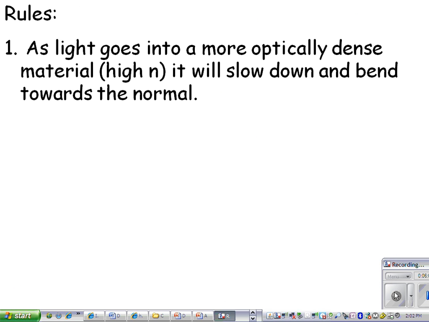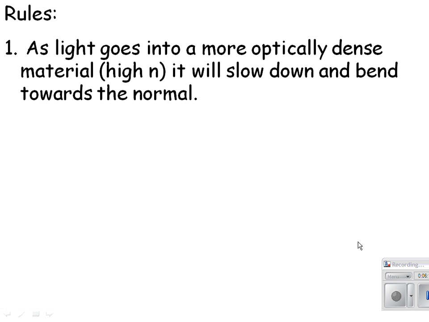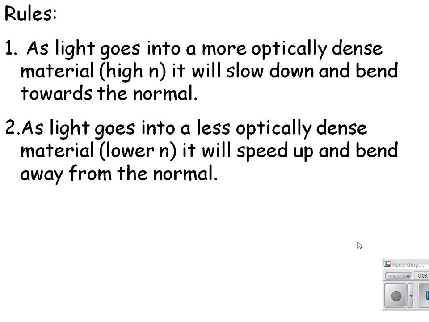So here are some rules for us. We should write these down in our notes. As light goes into a more optically dense material, which means it has a high N, high index of refraction, it will slow down and bend towards the normal. As light goes into a less optically dense material, it has a lower N, it will speed up and bend away from the normal.